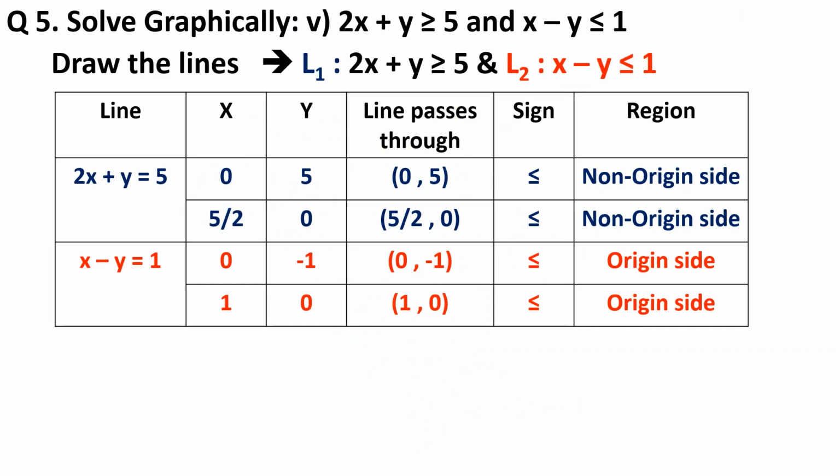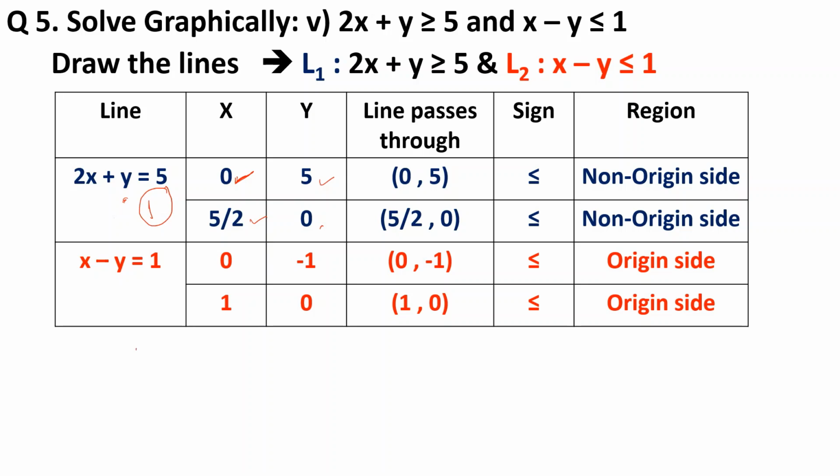Fifth, I have 2x plus y greater than or equal to 5 and x minus y less than or equal to 1. So this is my first line. Consider the equalities for solution. So 2x plus y is equal to 5. Put x is equal to 0. So if I put x is equal to 0, I get directly y is equal to 5. Now when I put y is equal to 0, I get x as 5 by 2. So these are the 2 points.